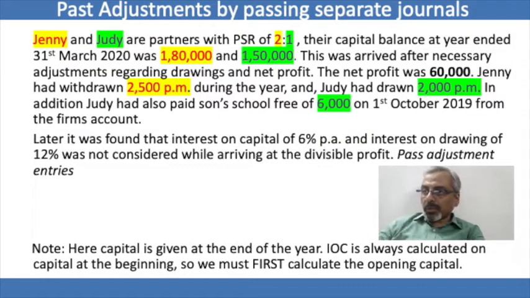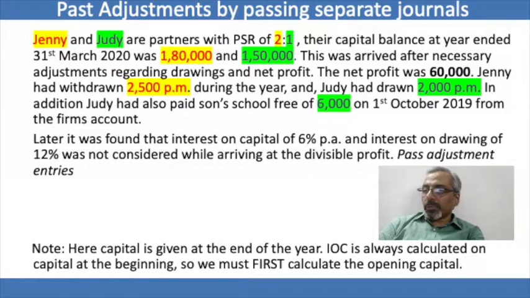In this question, where we'll make adjustment by passing separate journals, we can see that there are two partners, Jenny and Judy, with a profit sharing ratio of 2:1. Their capital balance at the end of the year, 31st March 2020, was 1,80,000 and 1,50,000 respectively. This was arrived after necessary adjustment regarding drawings and net profit. That means the adjustments has already been made and the profit has been arrived at.